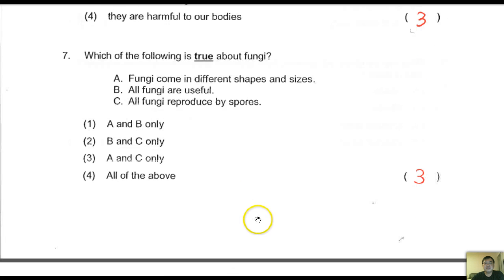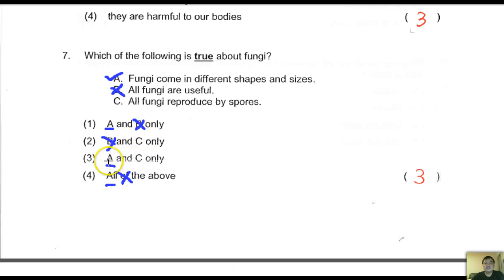Next, which of the following is true about fungi? Let's take a look. Fungi come in different shapes and sizes. True. So anything with A is true. Option 1 could be true, 3 could be true, and 4 could be true, right? All fungi are useful. Not true. So this is not the answer, this is not the answer, and this is definitely not the answer.